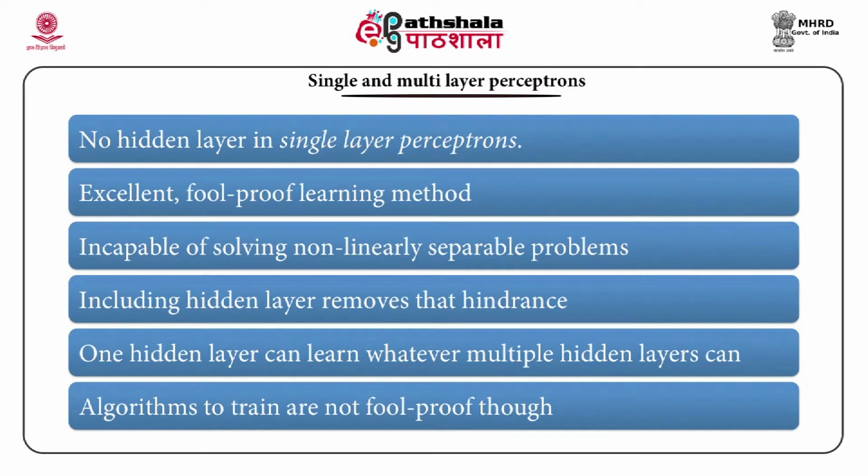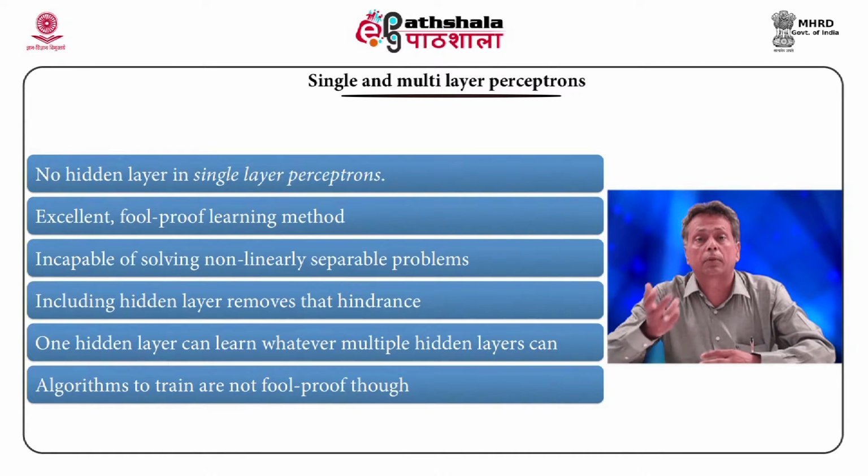Let me tell you that neural networks began when there was no hidden unit. There was only one unit which is input, and one unit which is output. This is called the single layer perceptron, and initially it was considered a very good thing, until somebody found, a guy called Minsky, that however good these neural networks are, they are incapable of solving some problems which he called non-linearly separable problems. Those problems include a very simple problem called XOR.